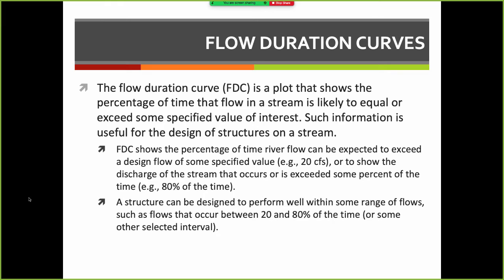So what the flow duration curve shows, either graphically or tabular or functional, is the fraction of time river flow can be expected to exceed a specified flow. So for example, let's specify a flow of 20 cubic feet per second on some stream. Somehow for us that's important. And what we can get from the flow duration curve is what fraction of time will we see that 20 cubic feet per second or greater.